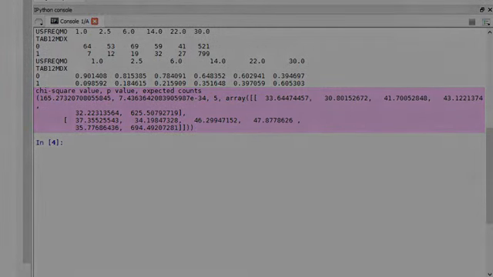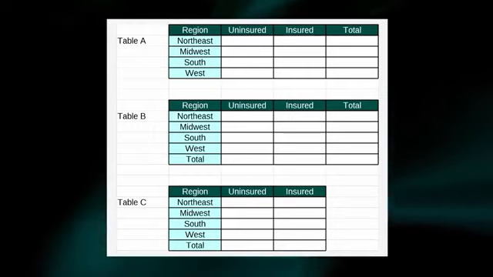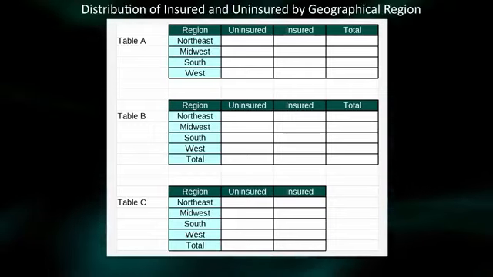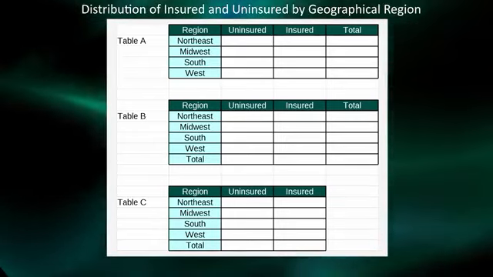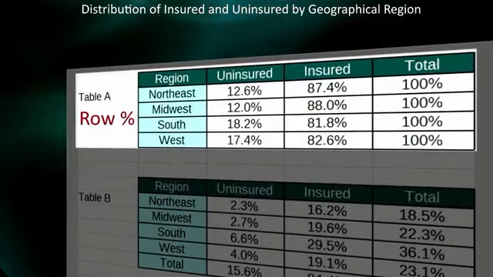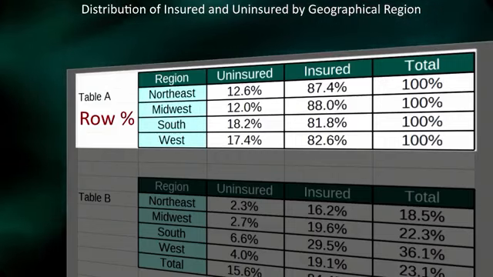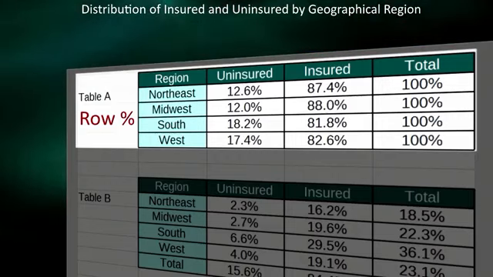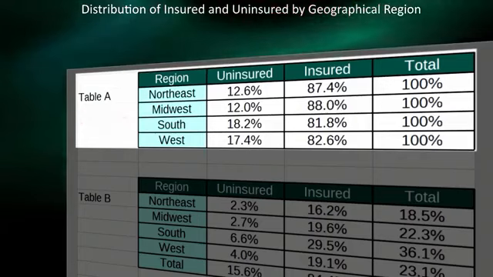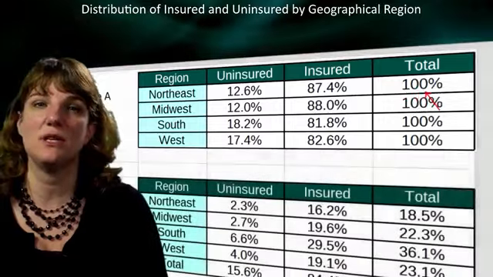To better understand this choice, let's look at 3 different tables that pull apart the different numbers represented in a crosstabs contingency table. For our example, we're going to use percentages from a chi-square table examining the distribution of insured and uninsured individuals by geographic region. Table A shows row percentages. Each cell includes the percent of observations within each row, that is, within region Northeast, Midwest, South, and West, that are either insured or uninsured. As you can see, adding across the rows gives us 100% of the observations within region.